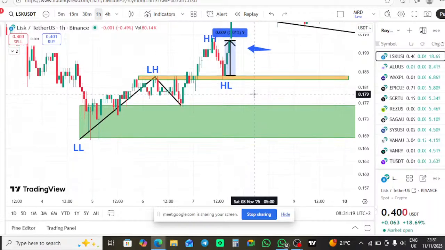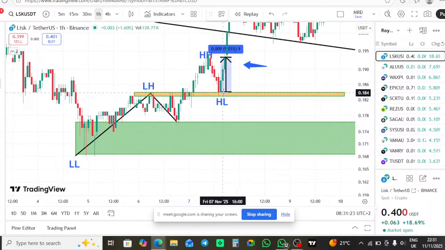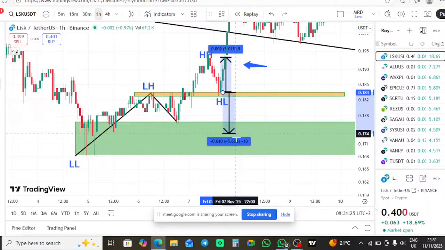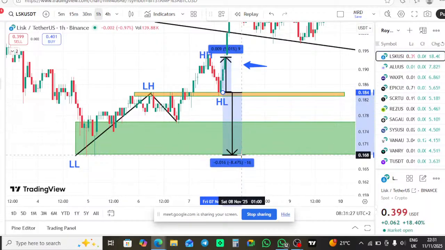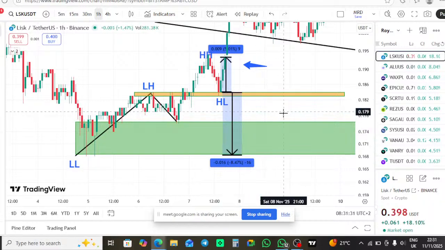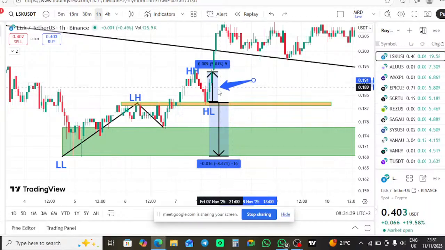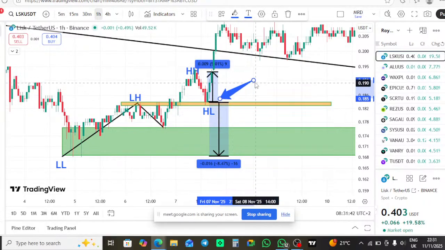Then, concerning the drop, we are going to measure all the way from here down to here. It is also 8.4%. I can consider 9 or 5%. Are we together? Now, if I'm to trade here, you are to trade there.